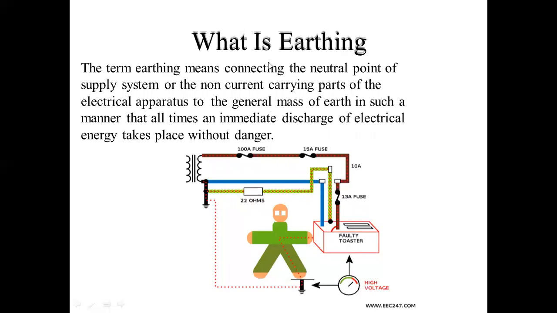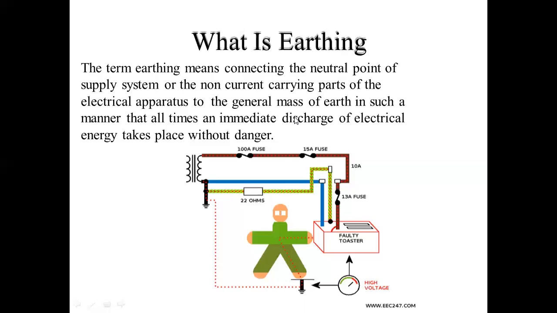In other words, we can define earthing as connecting the neutral point of supply system or non-current carrying parts of the electrical apparatus to the general mass of earth in such a manner that at all times an immediate discharge of electrical energy takes place without danger. You have to understand that earthing is an alternative path for the flow of fault current, so that there should not be damage to the equipment, or an electric shock to a person who comes in contact with the faulty part. There is an immediate discharge of all the fault current and leakage current to the earth. That is the main purpose of earthing.